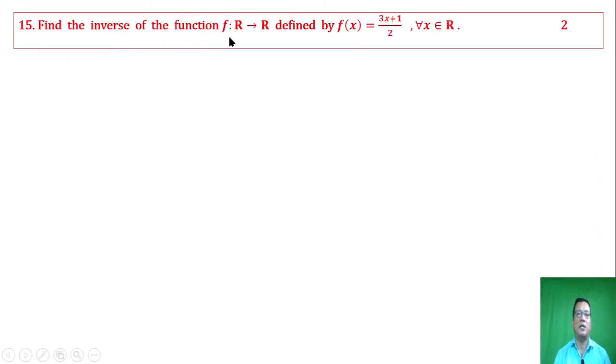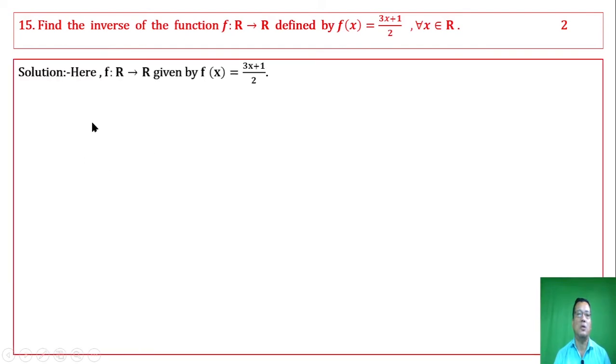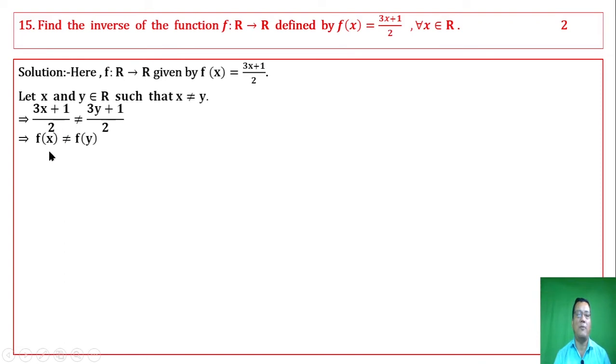Find the inverse of the function f from R to R defined by f of x equal to (3x plus 1) by 2 for all x belongs to R. Here f from R to R is given by f of x equal to (3x plus 1) by 2. We have to find the inverse. Let x and y belong to R such that they are not equal. Then f of x is not equal to f of y. Thus, for two different elements in the domain, there exist two different images in the codomain. This shows that f is one-one.